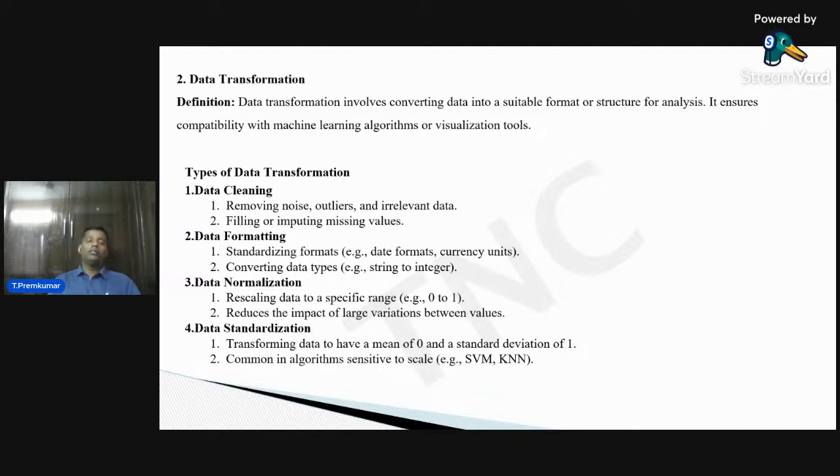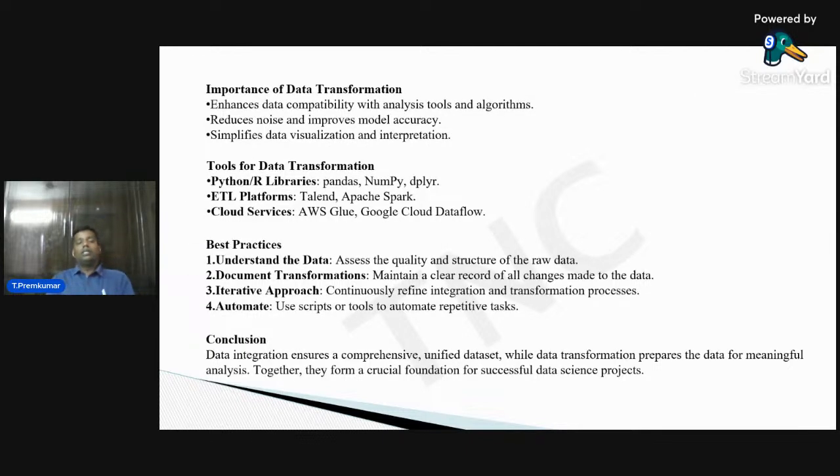In the case of data normalization, it is mainly used to reduce duplicate data as well as large variations between the values. And data standardization can be used to transform the data to a mean of zero and a standard deviation of one. It is common in algorithms sensitive to scale, that is SVM as well as KNN, which can be used with data standardization.